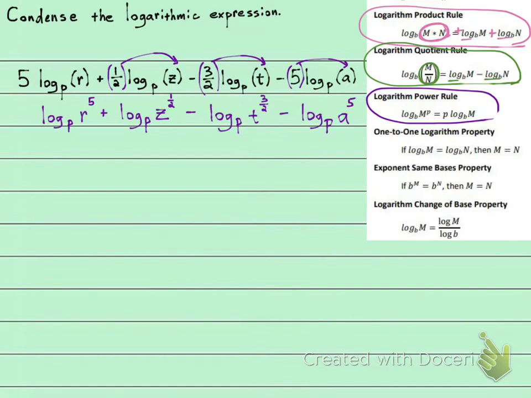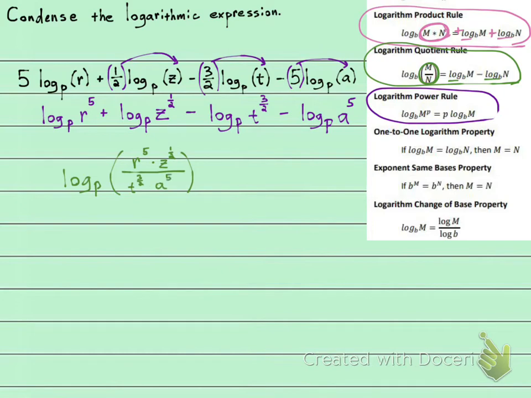So let's do this together. We're going to do it in one step. So every one of these is going to be log base p. And then inside here, we're going to have a fraction. And the top are going to be my positive ones, so it's going to be r to the 5th times z to the 1/2. And then the negative ones are going to go on the bottom. So t to the 3/2. And then also on the bottom is a to the 5th.